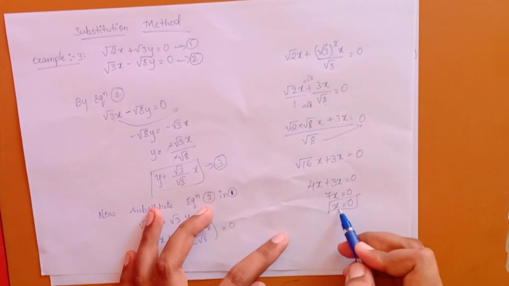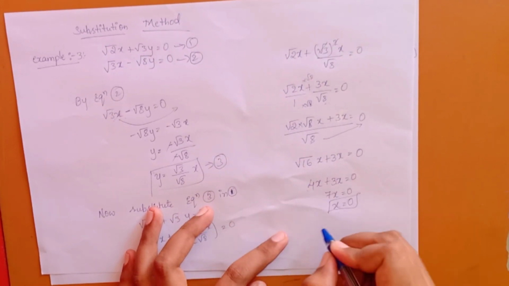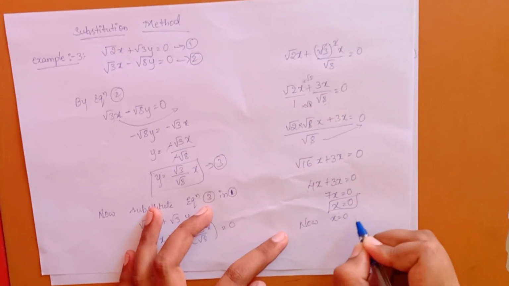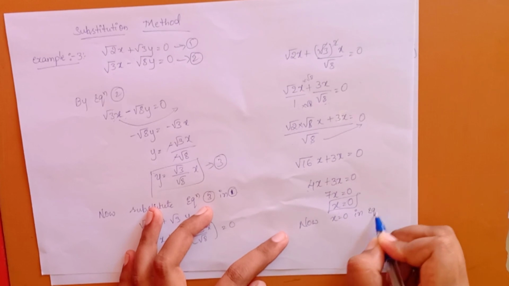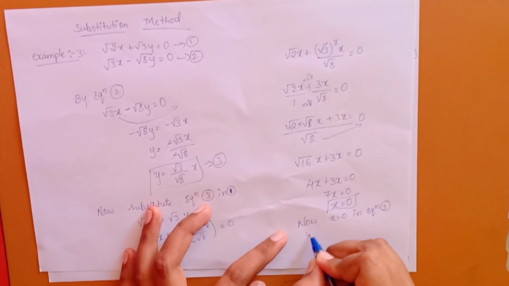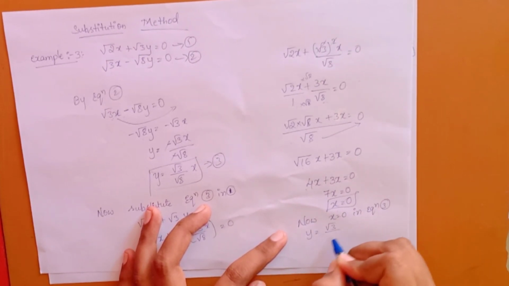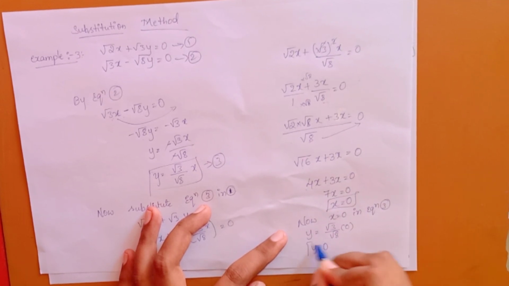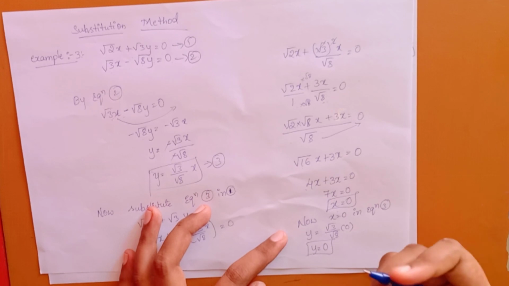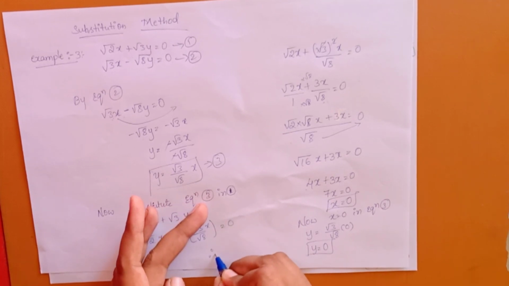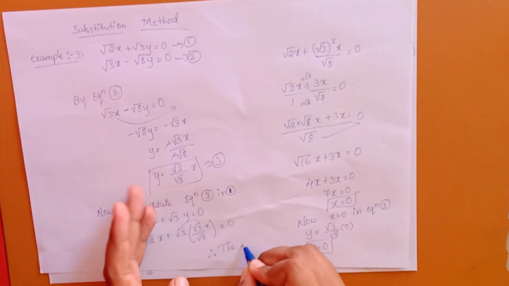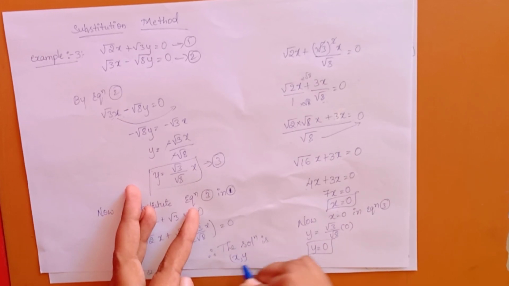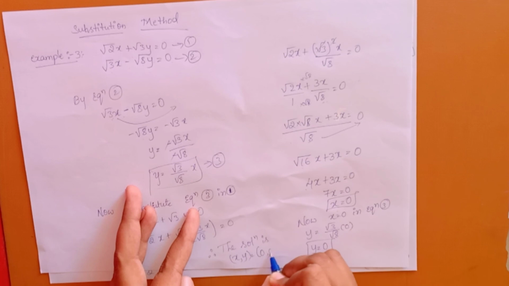Now we will substitute x value 0 in equation 3. So we'll get y is equal to root 3 by root 8 into 0, so it will become 0 only. If you multiply anything with 0, it will be 0 only. So therefore, the solution is (x, y) is equal to (0, 0).